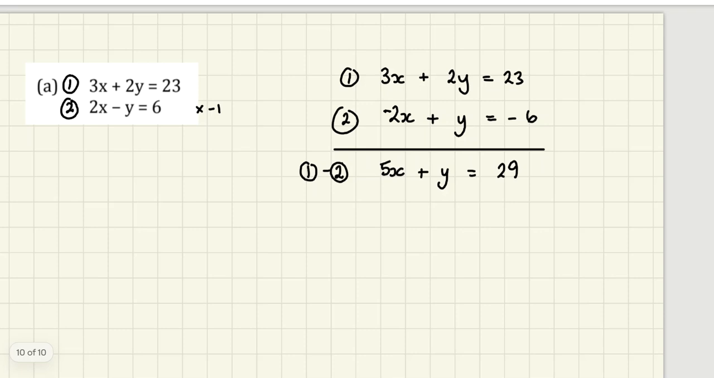The reason is I'm now in a problem. What's the problem? And why am I in a worse situation than I was before? What method are we using, by the way? And what have we not done? We've not eliminated anything. How many possibilities are there for 5x plus y to equal 29? An infinite number. Could be anything.